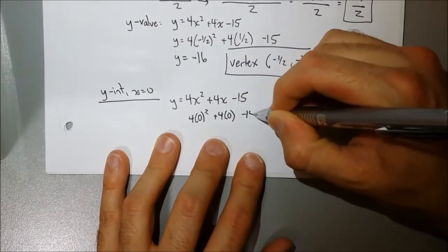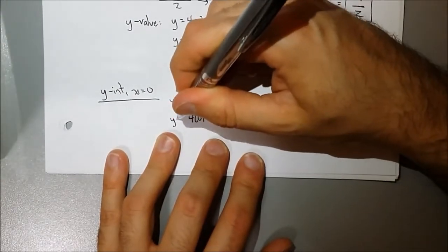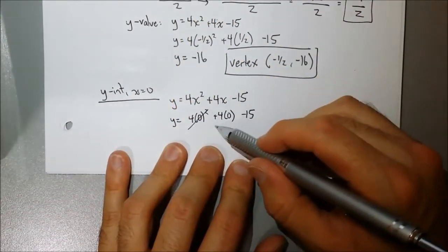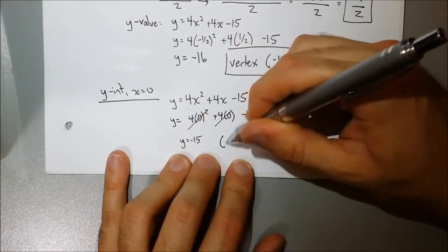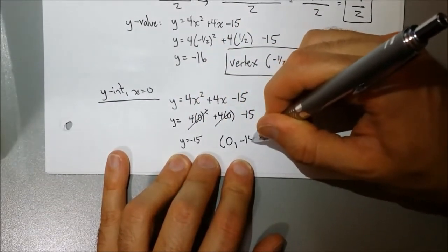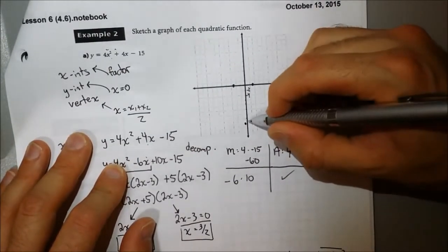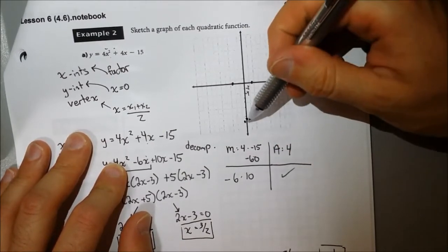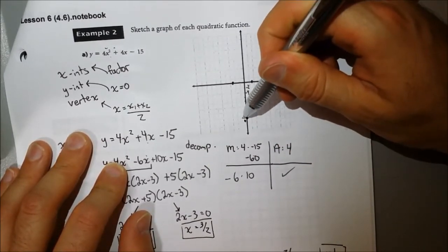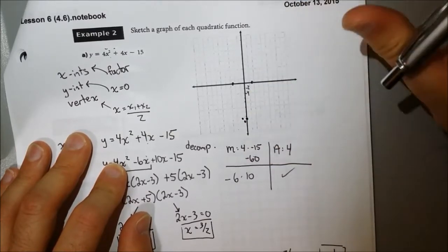So my first two terms are going to disappear. So that's going to go to 0, that's going to go to 0. I'm going to get y equal negative 15. So as a coordinate, that's 0, negative 15. And I'm going to plug that in over here. So here's negative 15 and 0 for x. By symmetry, I know I'm going to have the same point over here. I got more than enough to sketch it.